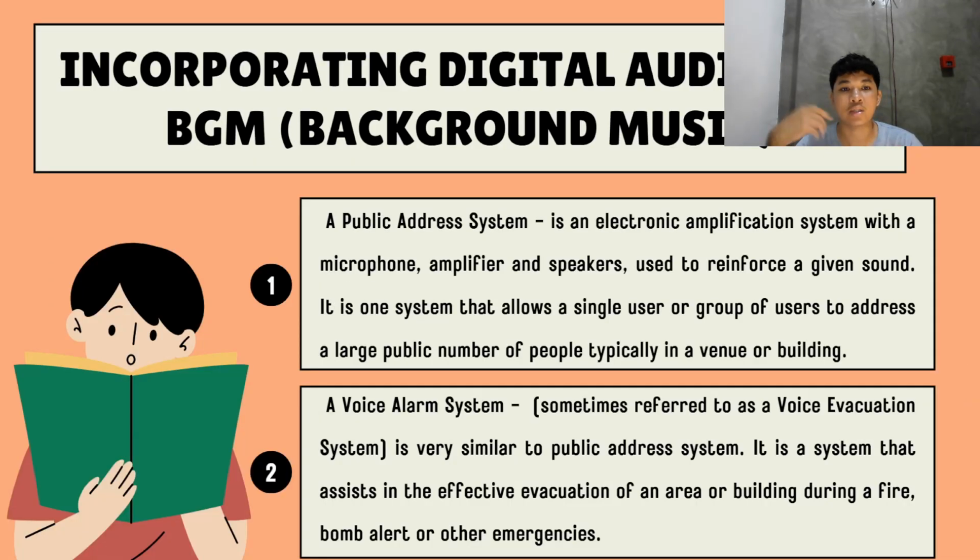So, incorporating digital audio PA and BGM background music. First, a public address system is an electronic amplification system with a microphone, amplifier, and speakers used to reinforce a given sound. It is one system that allows a single user or group of users to address a large public number of people, typically in a venue or building.